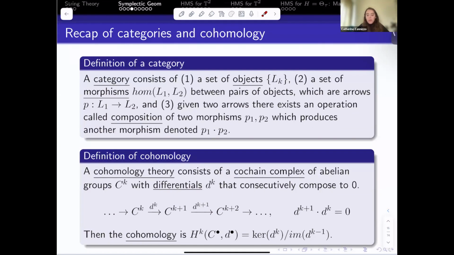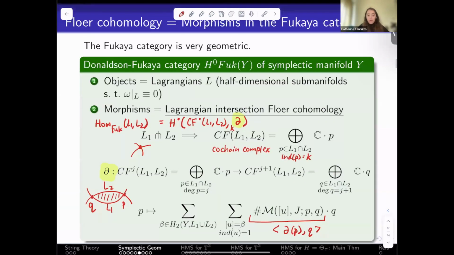There's a little bit more to the story than I said here with categories. There's actually a fourth condition, which is associativity. If you compose two morphisms and then do the third, that's the same as if you do P2 and P3, and then compose it with P1. If we think about this category, it's not immediately obvious what that means.